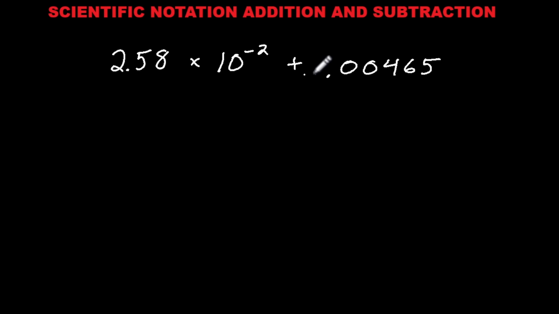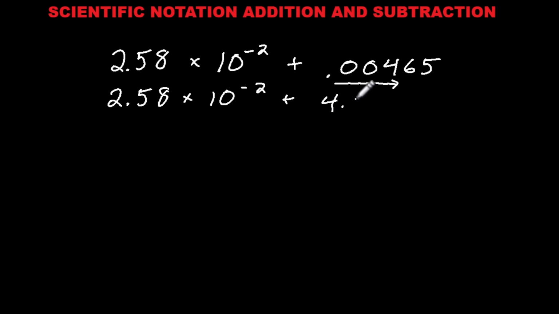This next practice problem is very similar. I need to change the 0.00465 into scientific notation. So I'll just rewrite 2.58 times 10 to the minus 2 plus, and this has to be the same power of 10. So in order for me to change this to scientific notation, I need to move this way 3 spaces. So when I do that, I would get 4.65 times 10 to the minus 3.